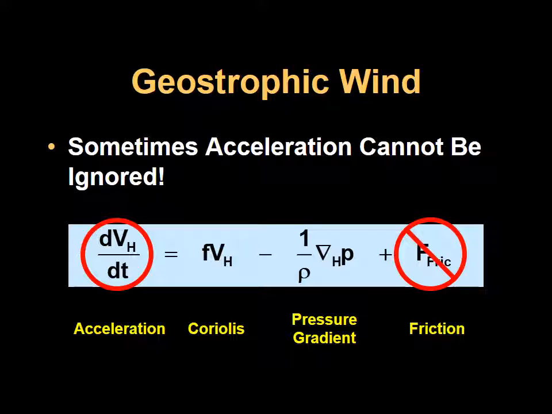Sometimes acceleration cannot be ignored. If you look at weather charts, you'll see that there is significant acceleration going on in our atmosphere. So we have to figure out whether the wind is close to geostrophic or not. And to do that, we'll talk about the Rossby number.